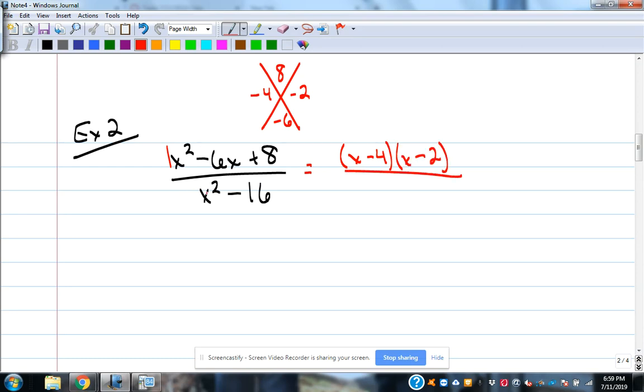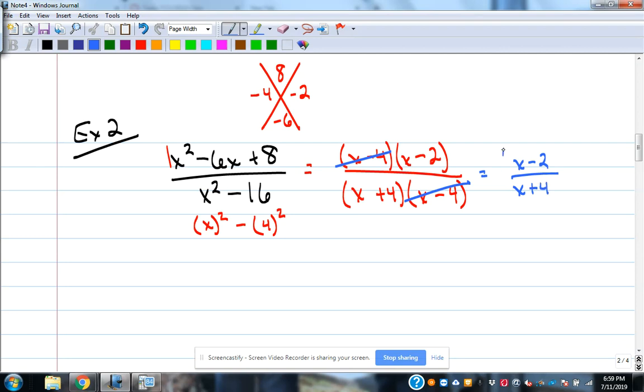And then the denominator, x squared minus 16, is a difference of squares because it has x squared and 16 is 4 squared. And that allows me to factor again, x plus 4 and x minus 4. We want to cancel out matching factors, leaving us x minus 2 over x plus 4.